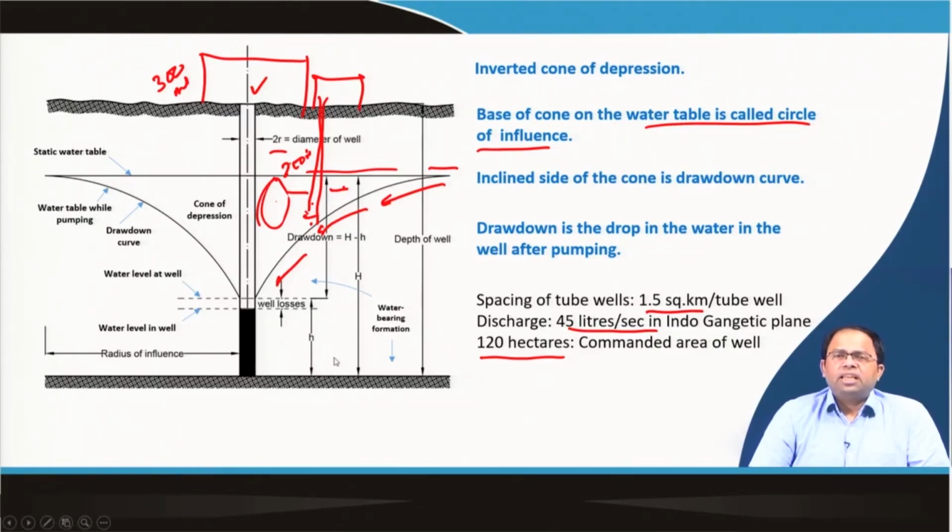In many cities we have seen that people find that the deep tube wells have gone dry, and they have to again put in a new deep tube well which would be at a much higher depth to actually reach the groundwater.